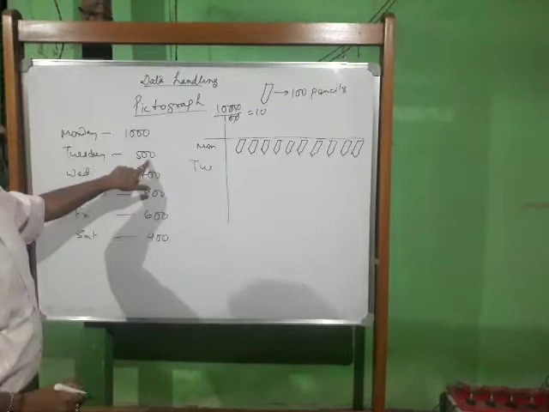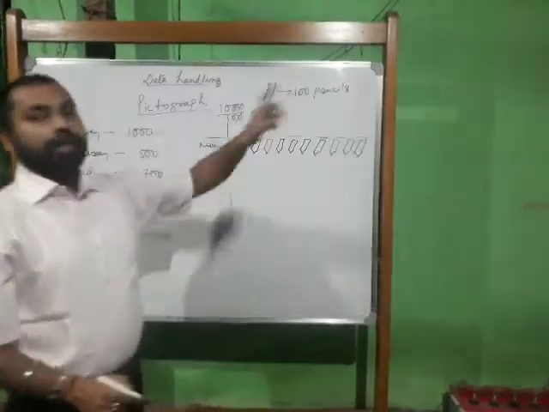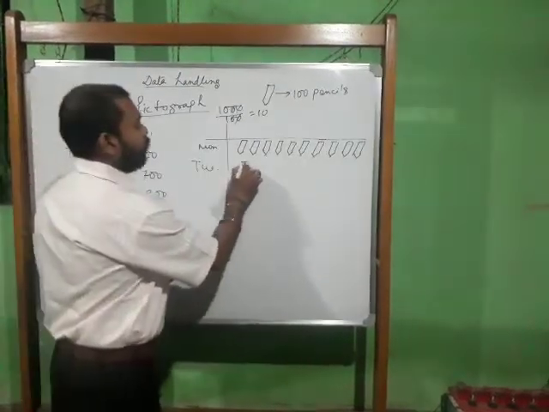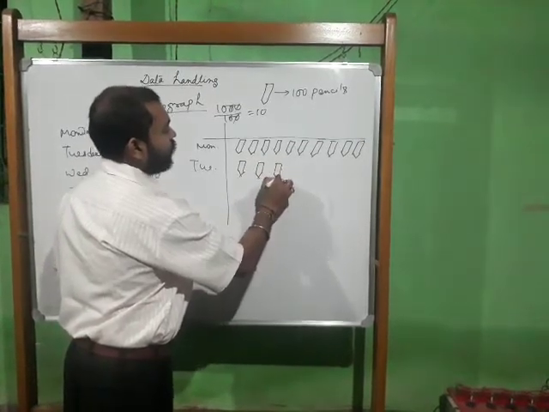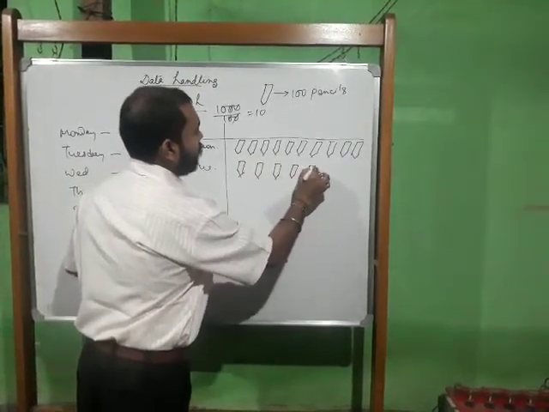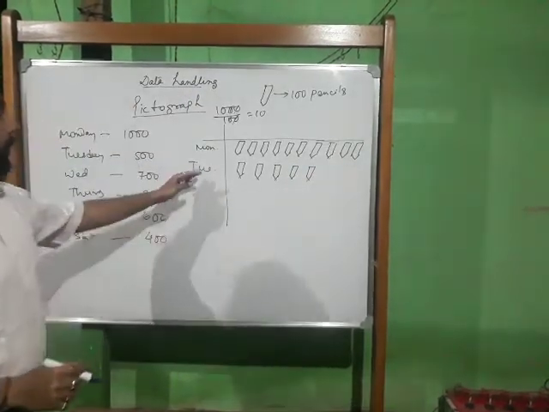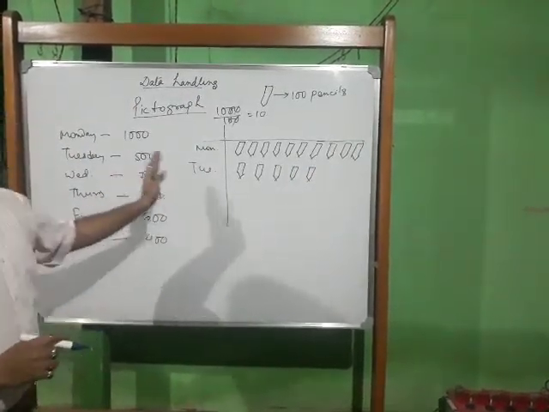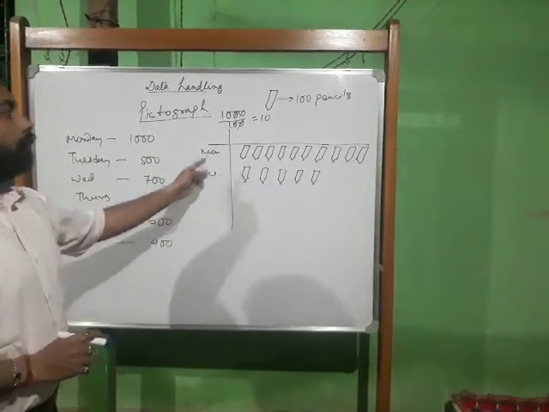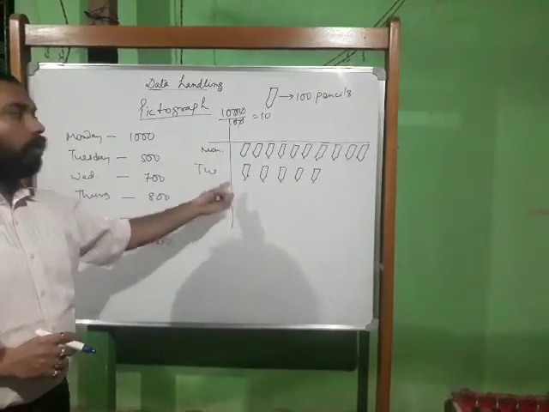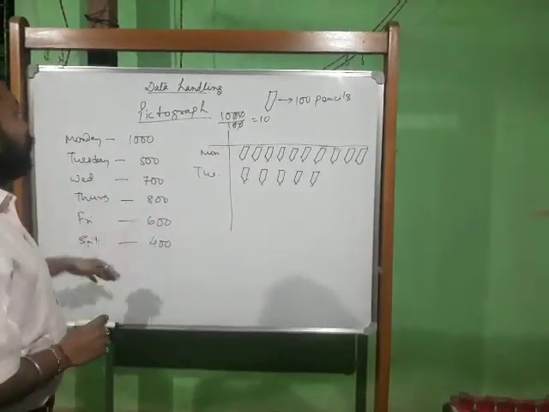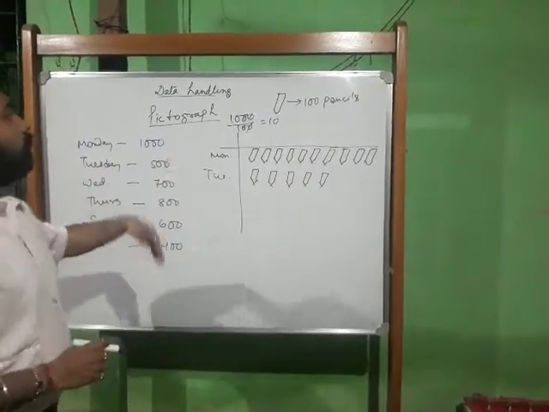So what about Tuesday? Tuesday there is 500. So how many pencils do we have to draw? 500 divided by 100, it is what? 5. So on Tuesday we have to draw 5 pencils. 1, 2, this is 3, this is 4, and this is 5. I am not drawing the rest. So I think you have got the idea how to draw a pictograph. This is all about pictograph, and you are familiar with this because you have done it in your earlier classes. Now let us move to bar graph.